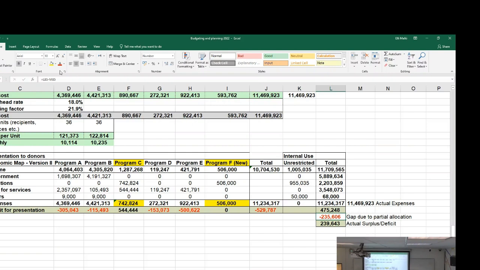The implication is that even if the organization succeeds in raising funds based on this table, succeeds in raising this amount for program A and this amount for program B and these amounts for programs D and E, even if it succeeds in doing that, it will not be enough to cover all the expenses of the organization. There will be a gap due to the way costs are allocated as a result of donors' restrictions.